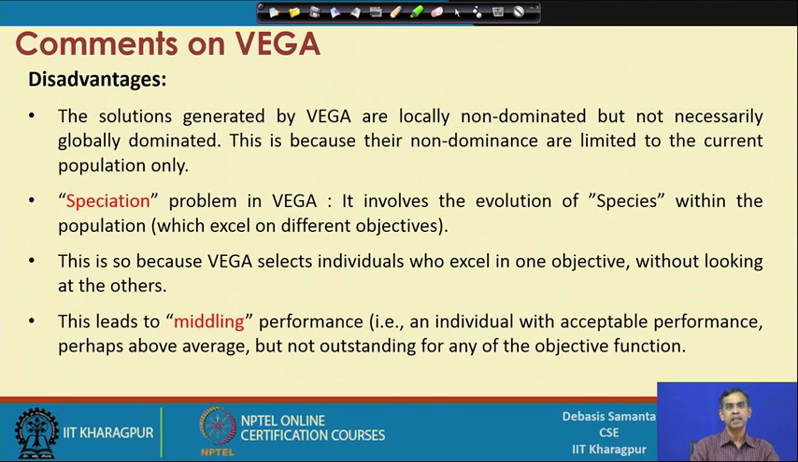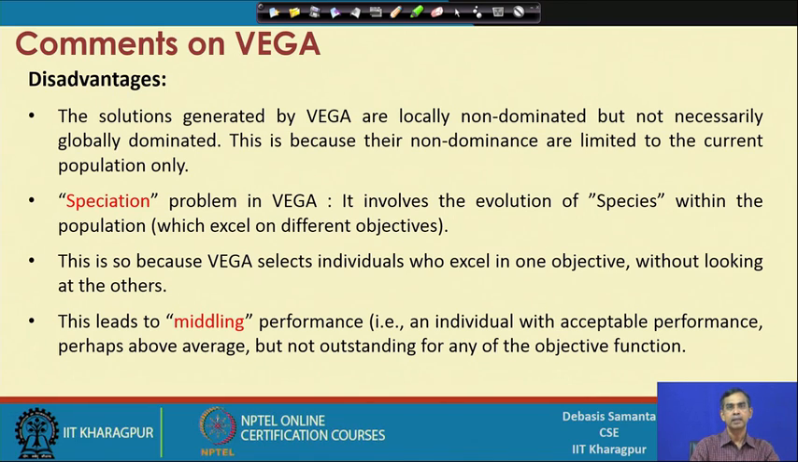Now, we say that it suffers from the speciation problem if it does very good in terms of a particular objective, but not all objectives. In the VEGA approach, whenever we select a solution for the next generation, we select with respect to a particular objective. That means whenever we select, we do not consider all objective functions together, rather one objective function at a time. So the VEGA approach suffers from the speciation problem.